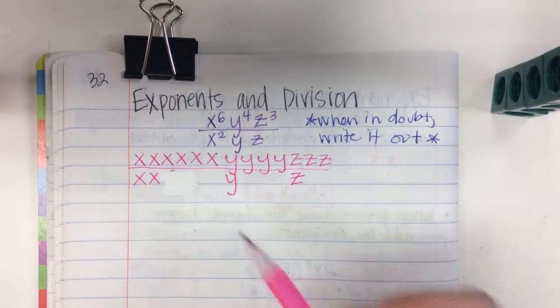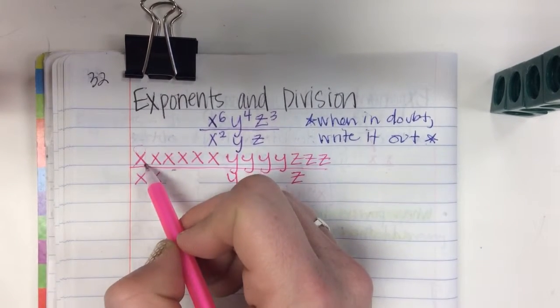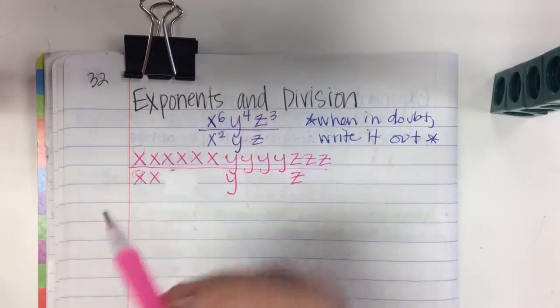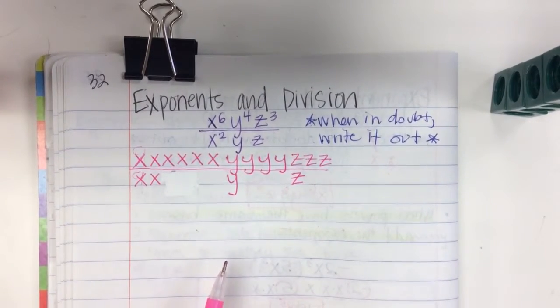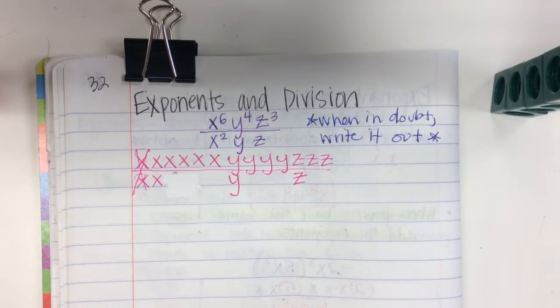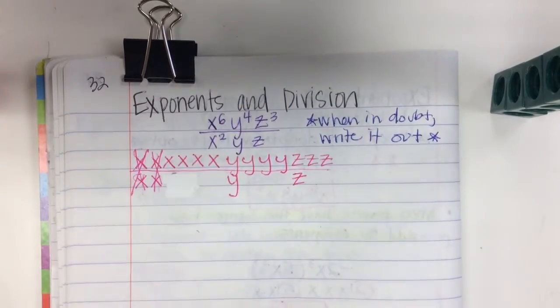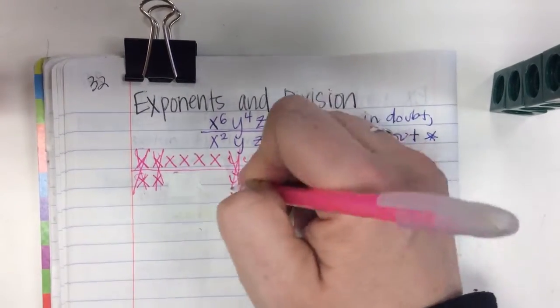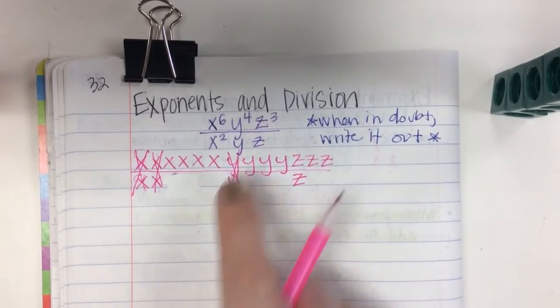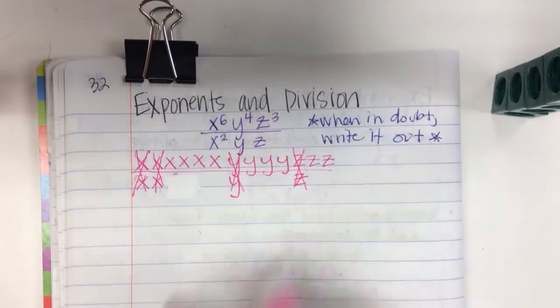But if I look at it now, if this was a number, if instead of x, this said 9 divided by 9, if they're the same thing, what happens? They cancel out. What happens here? They cancel out. Anything else cancel out? A y and a y cancel out. Because y divided by y, that disappears. And z divided by z disappears.